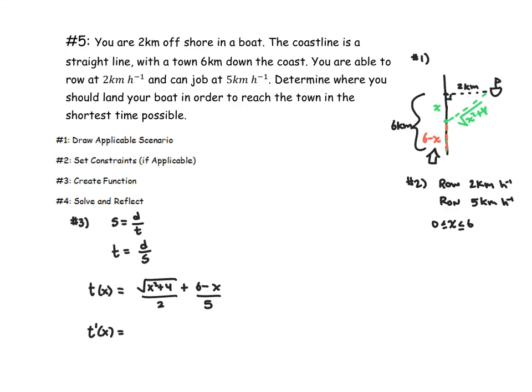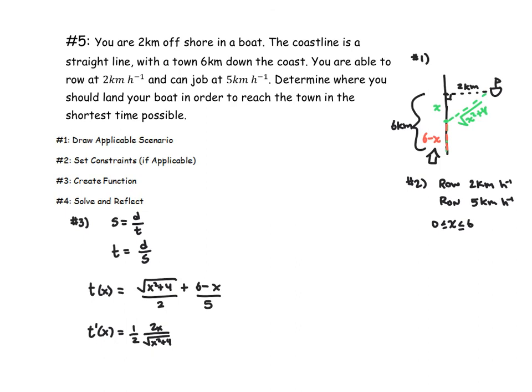The derivative of the square root of x squared plus 4 is going to be 1/2 times 2x over the square root of x squared plus 4. Chain rule: the square root function can be written as x squared plus 4 to the 1/2. We bring the 1/2 down, reduce the power to x squared plus 4 to the negative 1/2, and then multiply by the derivative of the inside, which is 2x. If you don't understand that, let's talk.